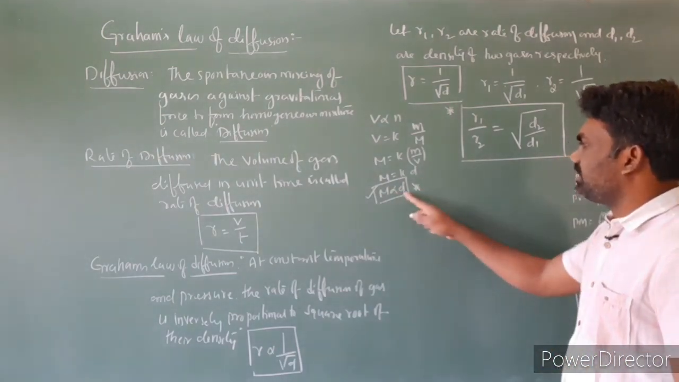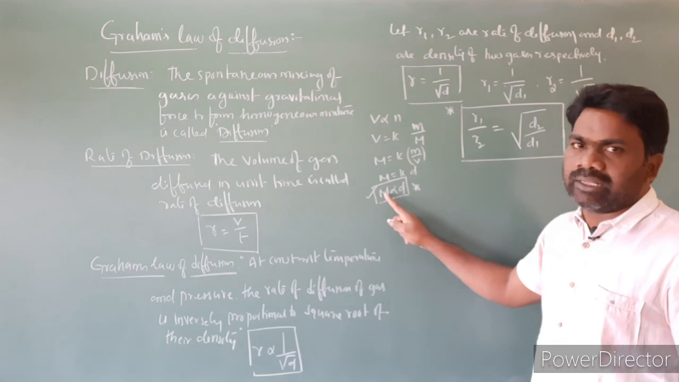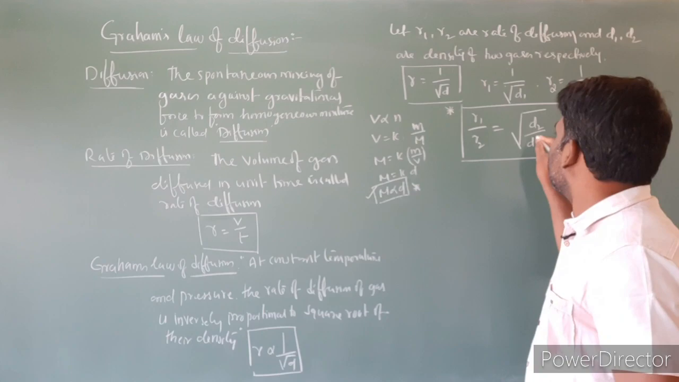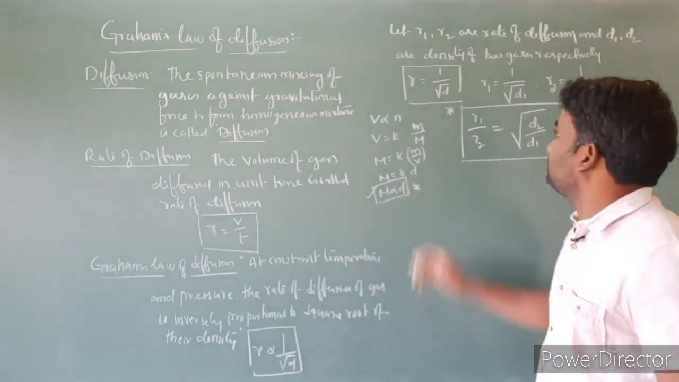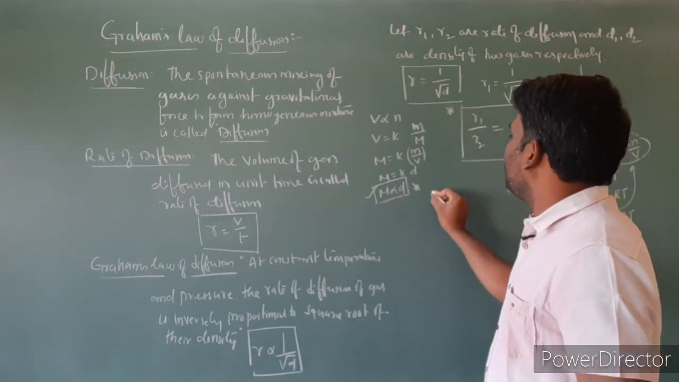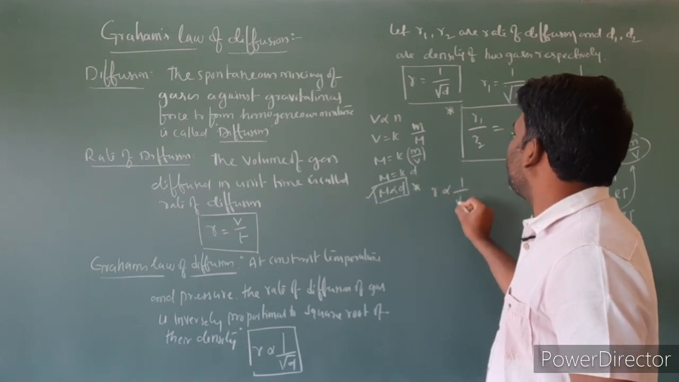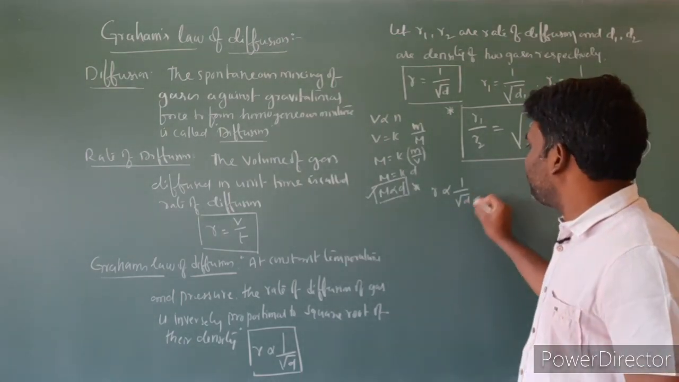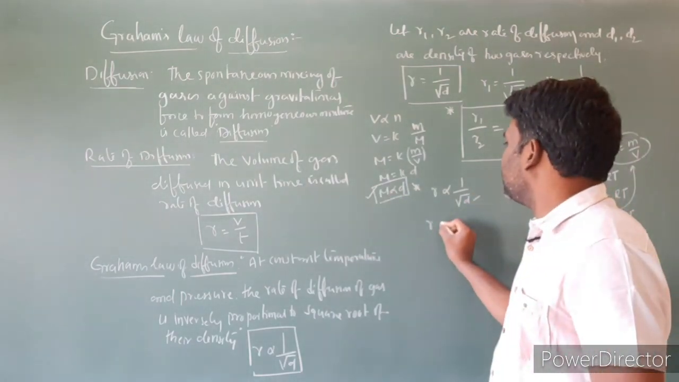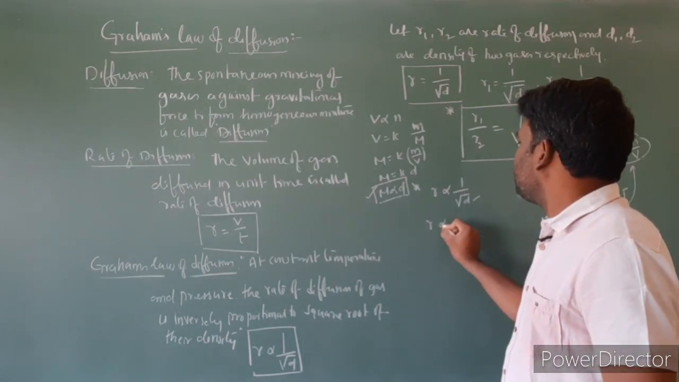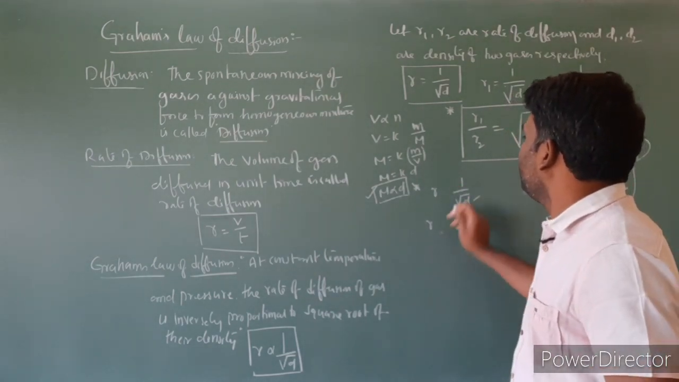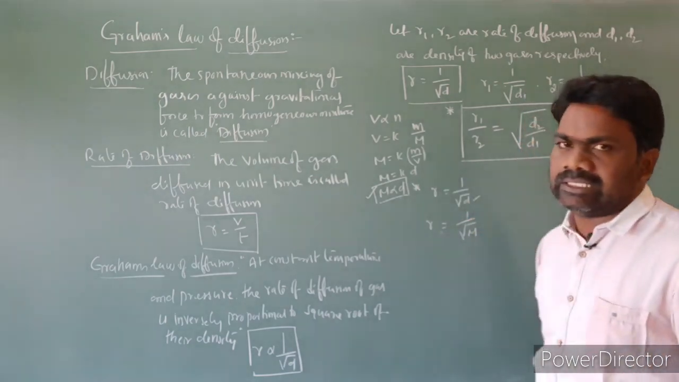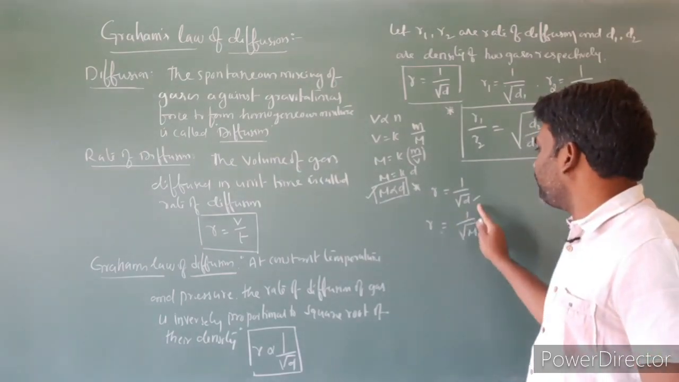So this expression shows that molar mass is directly proportional to density. In the place of density we can keep molar mass. So I'm taking this formula: R is inversely proportional to square root of D. So R is inversely proportional to 1 by root D. In the place of D, I am placing M. Then the formula is R is equal to 1 by square root of M.